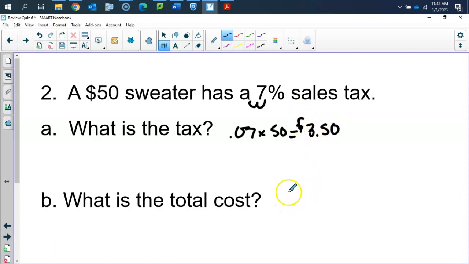What's the total cost of the sweater? Go. Well, tax makes something cost more, so we add our tax of $3.50 to our $50 sweater, and we get $53.50 is our total cost.